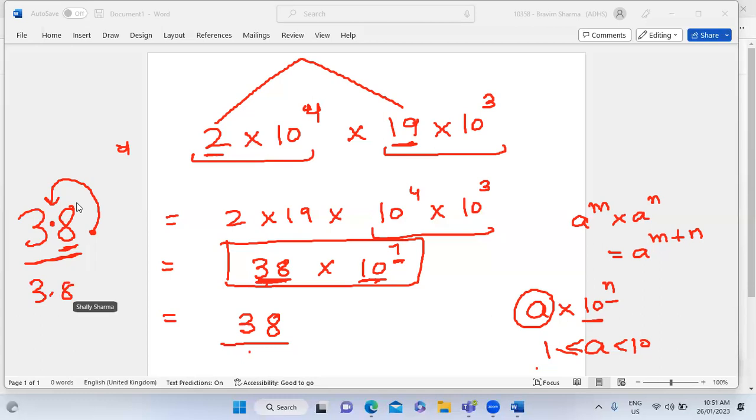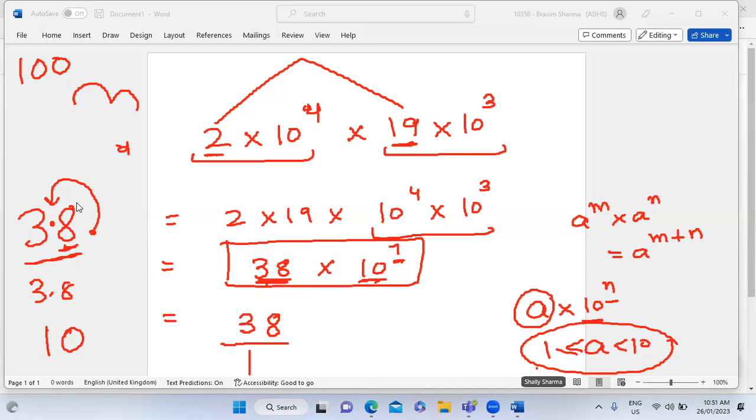To make a number smaller, we divide the number, and you divide by 10. It depends upon how many places you have to shift. If you have to shift by one place, you divide by 10. If you have to shift it by two places, you divide by 100, and so on. So we have 38, and I have to make it small because the number should be between 1 and 10.